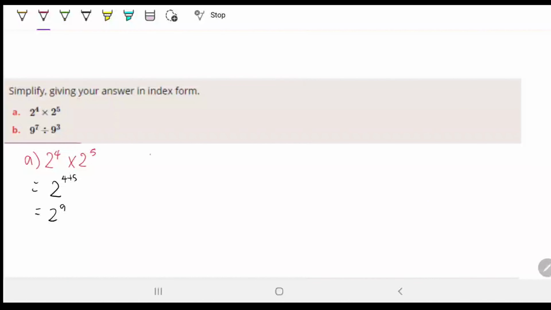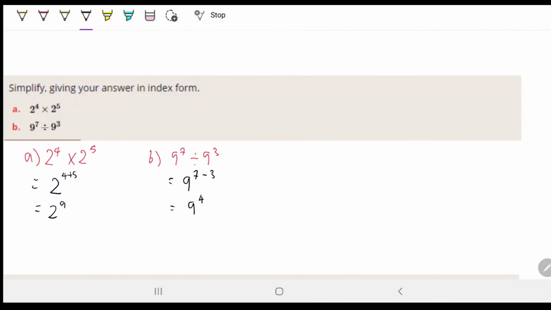In example B, the question is asking us 9 to the power of 7 divided by 9 to the power of 3. Once again, we have the same base of 9, so this will become 9 to the power of 7 minus 3. Remember, it's minus if we are dividing them, okay? So this will become 9 to the power of 4. So let's continue on.